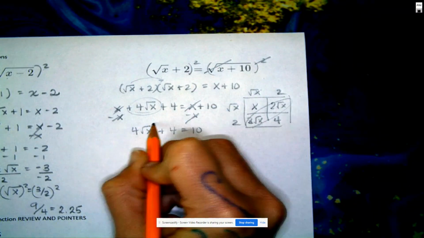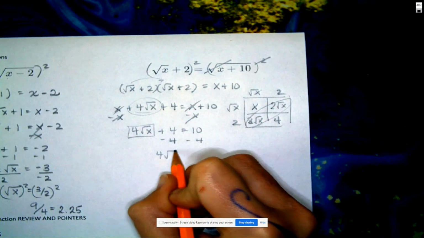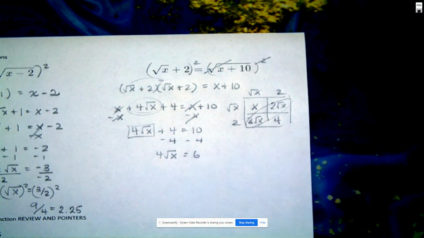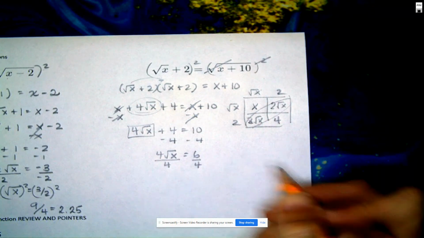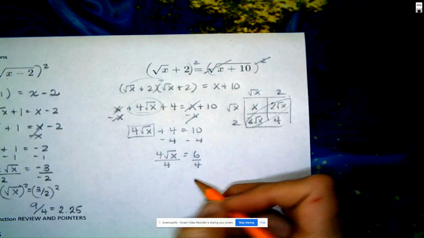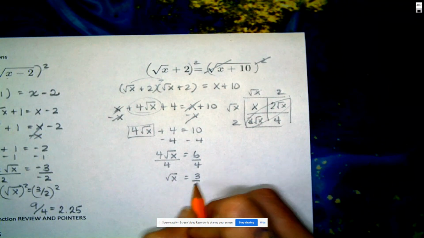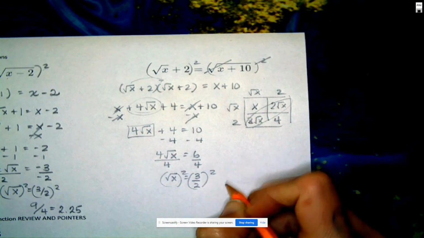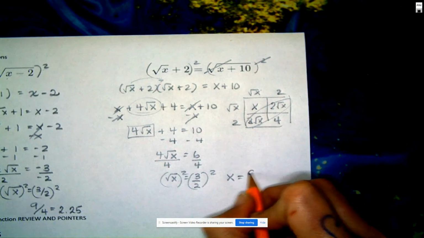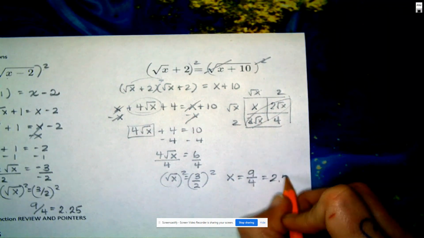This is the guy that needs to get by himself, so we're going to subtract 4 from both sides. 4 square roots of x equals 6. Divide both sides by 4. And this is going to also reduce. So I'm going to have the square root of x equals 3 over 2. And you're going to square it again. I just picked these problems at random, so it's just a coincidence that this is 9 over 4 as well, otherwise known as 2.25.